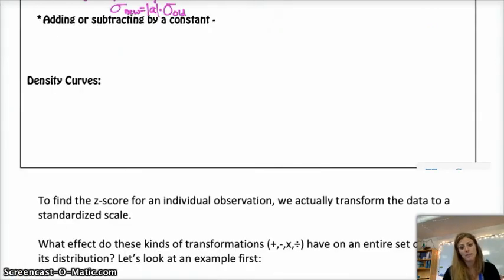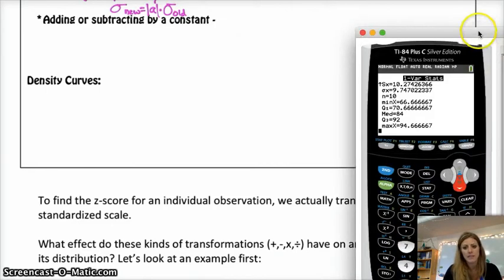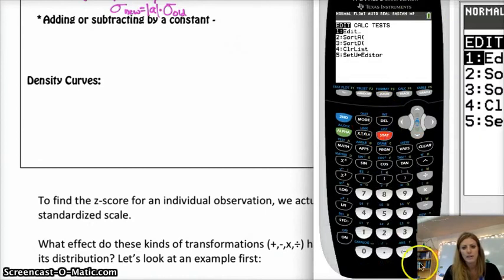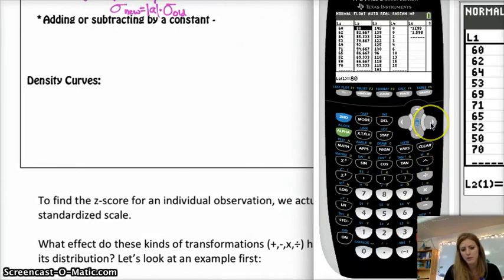Now the next question is, what happens if you add or subtract a constant? So I still have my data set from before, and instead of changing my values to percentages, perhaps I wanted to curve everybody's grade by 2 points. So I want to take L1 and add 2 points to everybody's score. If I do that, your entire distribution, which was your box plot, just gets shifted left or right based on whether that's positive or negative.